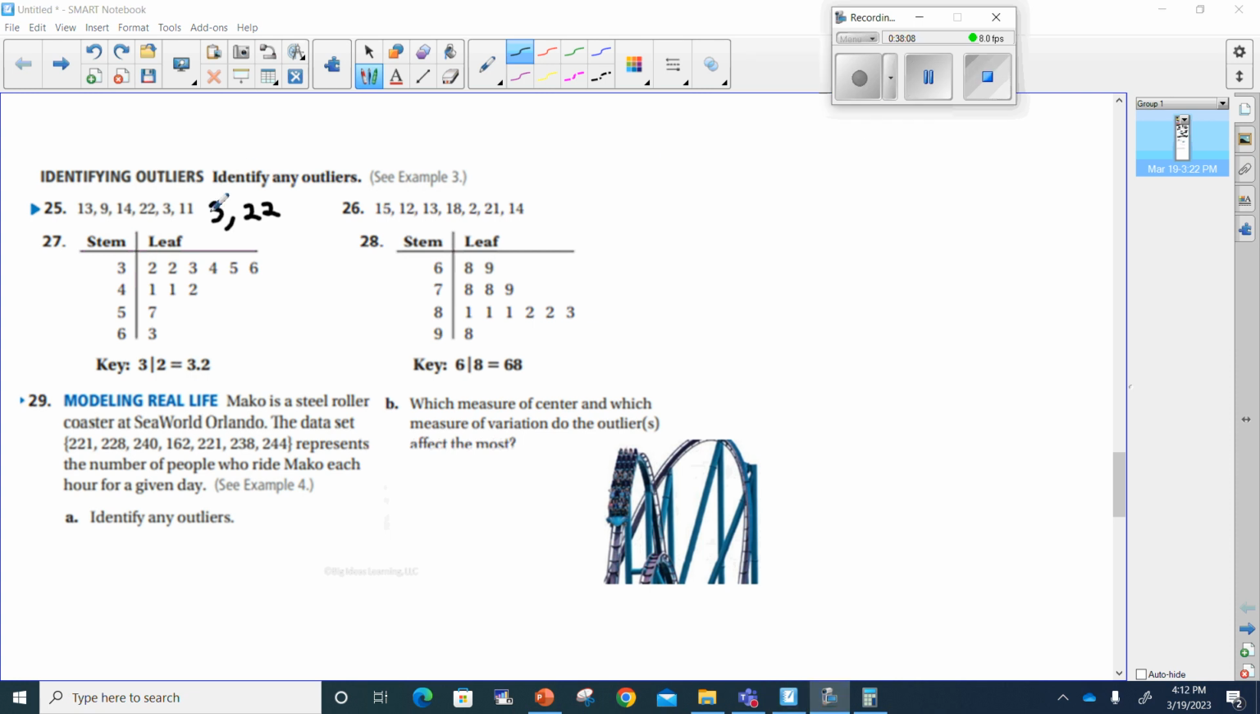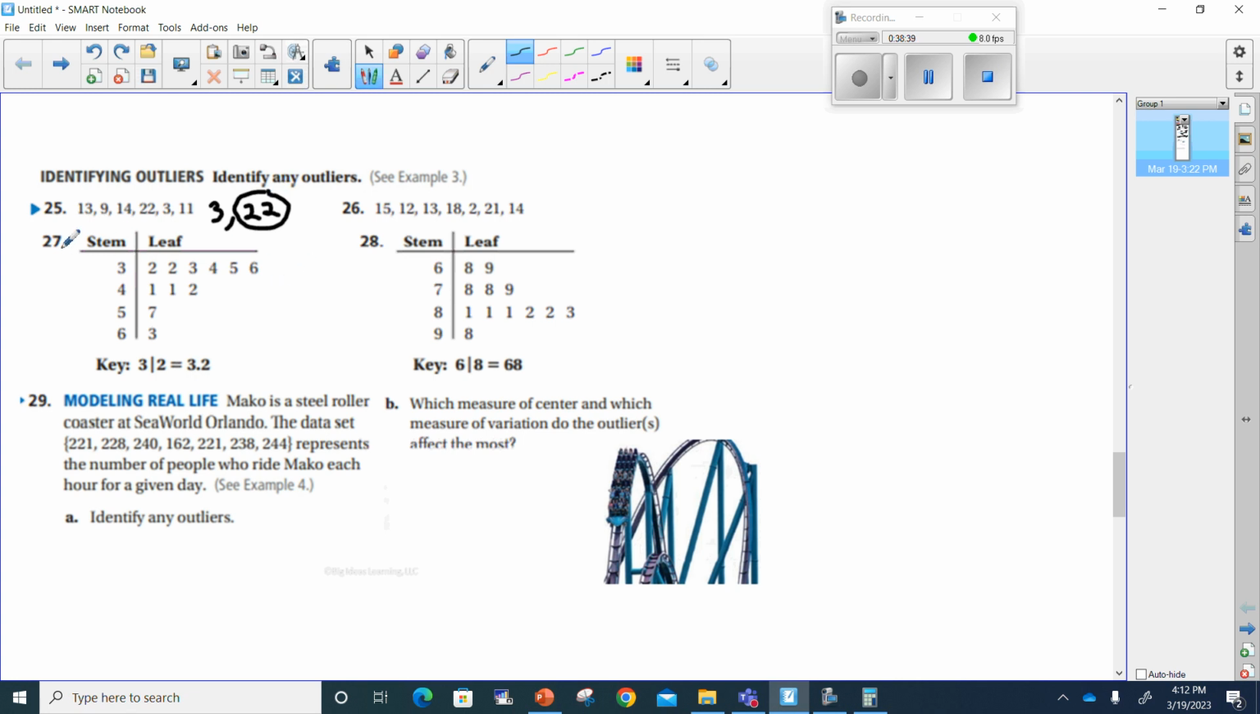Now, if we have to narrow one down to the other, I would say since the nearest number to 3 is 9, that's 6 away, right? 9 minus 3 is 6. But 22 from the next biggest number, 14, that would be 8 away. So if I had to pick between 3 and 22, I would go with 22. But I'm kind of thinking both of these are outlying away from the data, 22 more than anything else.